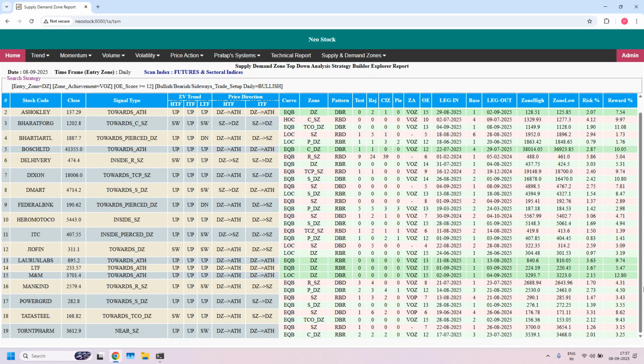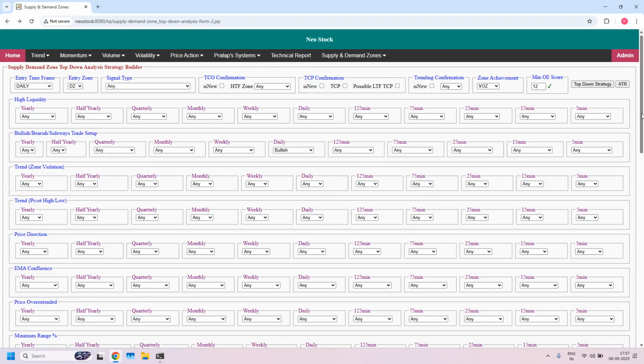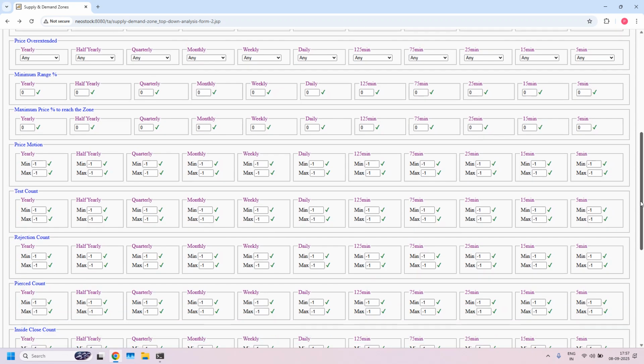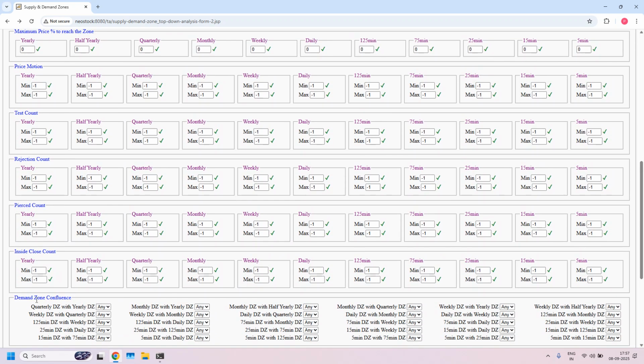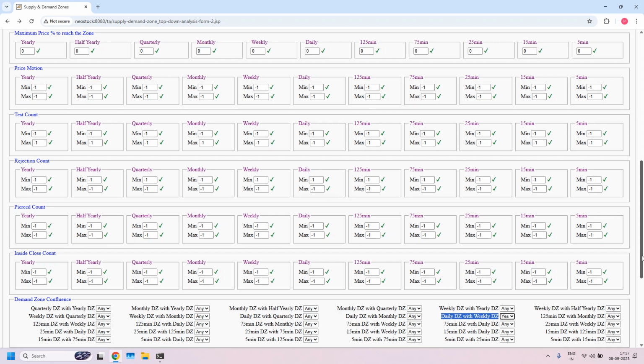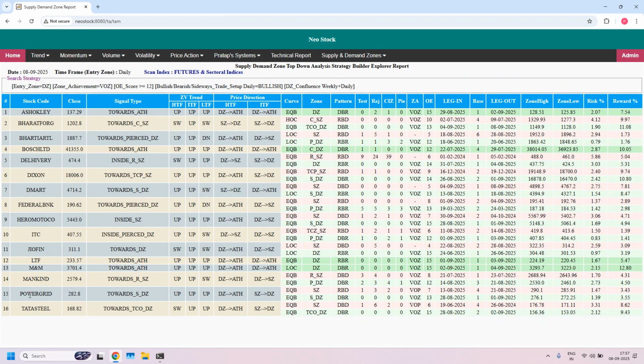So the first filter is LTF and ITF demand zone confluence applying on these 19 stocks. So in the demand zone confluence parameter, I am setting the filter LTF and ITF, that is daily and weekly demand zone confluence. So by enabling the filter on the 19 stocks, we got 16 stocks. In all the 16 stocks, all these 16 daily demand zones are overlapped with their weekly demand zone.